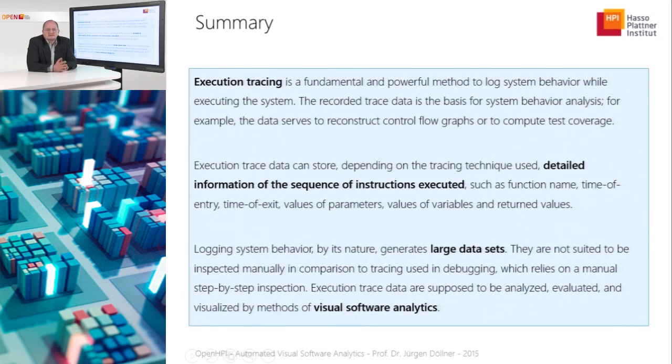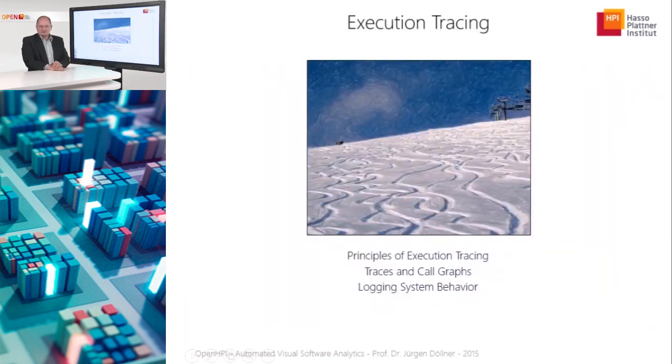This is the content of the part about execution trace views. So in software analytics, we take advantage of the detailed information in trace data, correlate that data with other aspects of the system, and map it in a more abstract, more understandable way, for example, by software maps. Yeah, this concludes this part about execution tracing.